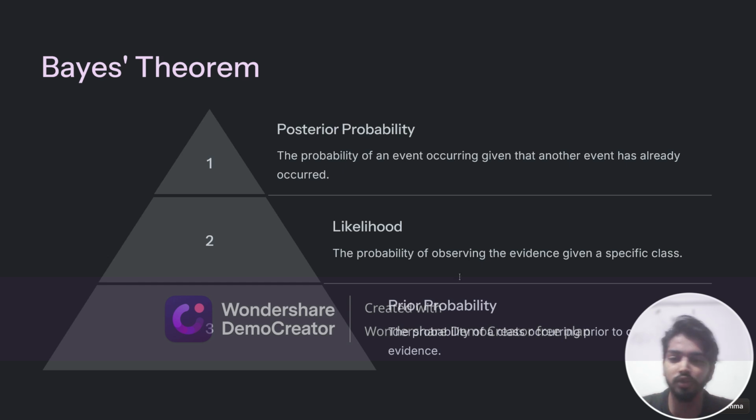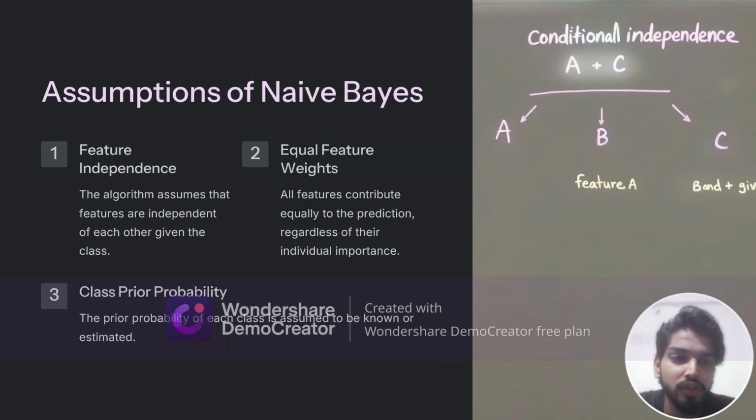Now we will move to the next topic, assumptions of naive Bayes. Every theorem or procedure in data science has its assumptions. The assumptions of naive Bayes are feature independence, equal feature weights, and class prior probability. Feature independence: the algorithm assumes that features are independent of each other given the class. Equal feature weights: all features contribute equally to prediction regardless of their individual importance.